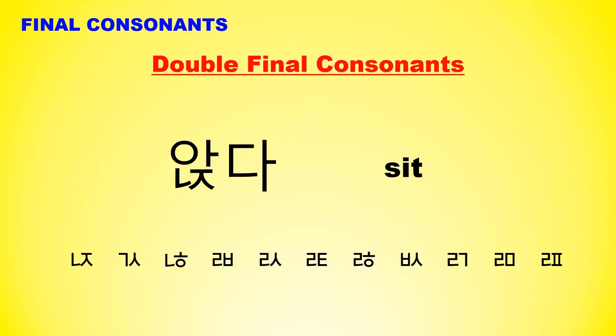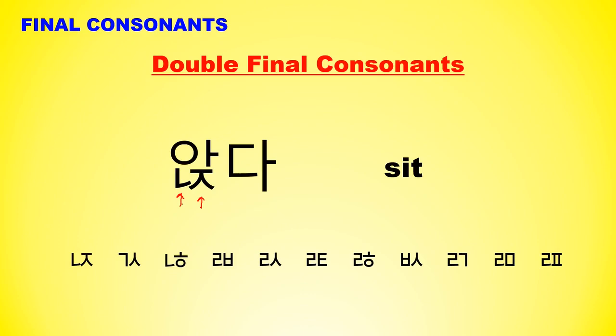Now we're going to move on to double final consonants. Earlier we only learned final consonants in which the character only has one final consonant, but there are certain characters with double final consonants, meaning to say they have two final consonants, as you can see in this example over here. There's one final consonant over here and one final consonant over here.